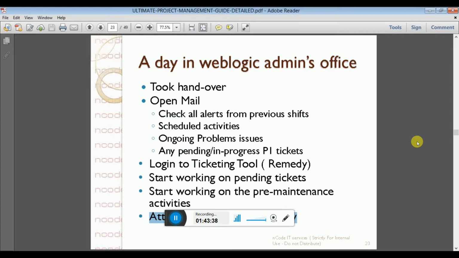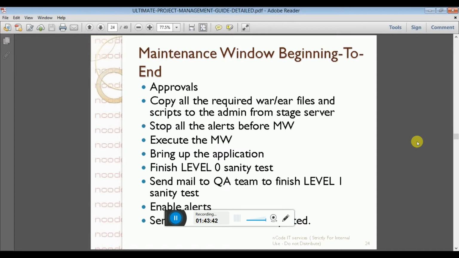The same way, some people can ask you to join a bridge because there is an outage. Then for the maintenance window, beginning to end, you take the approvals, you copy all the required files to the stage server, from the stage to the admin box. Then you stop all the alerts, you send a notification, then execute the maintenance window, which is the technical part. Then you bring up the application.